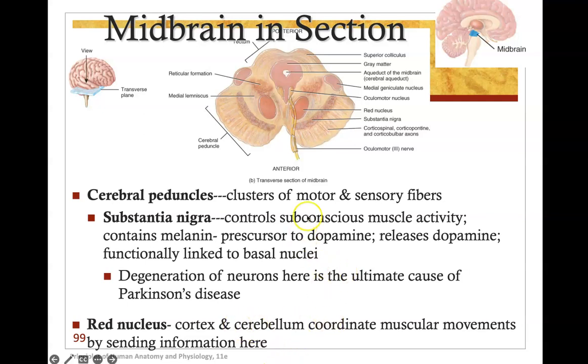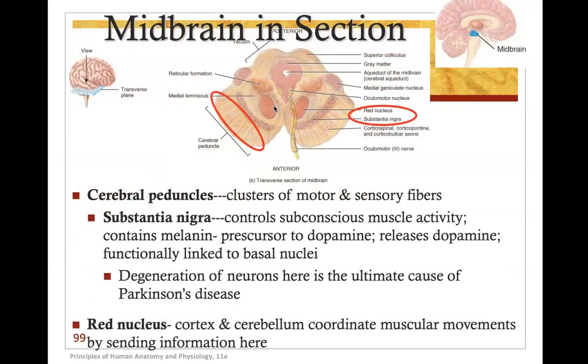The red nuclei, I'm not going to focus on as much. Here's the red nucleus. The cortex and the cerebellum are going to just coordinate information through this red nuclei, so they'll help to coordinate muscle movements through that red nuclei. But I'm going to focus more on the cerebellum in the control of that function. The red nuclei is just like a track for it to move through from the cortex to the cerebellum.